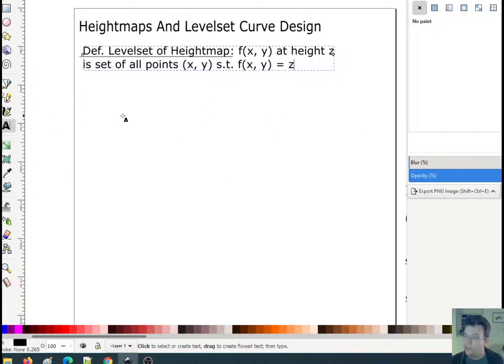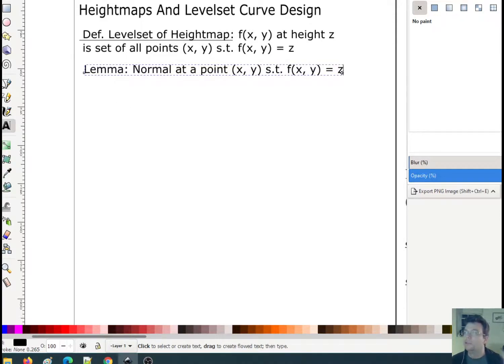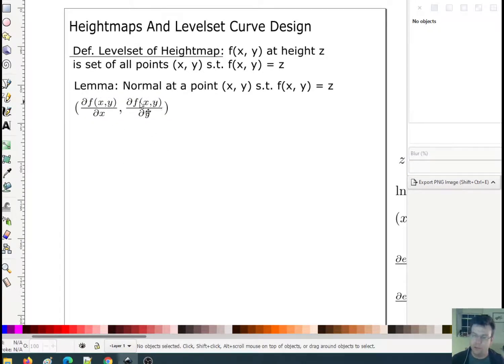Okay, now another thing you can show is something that, for those of you who haven't had Calc 3, the language might be a little strange, but just bear with me. So the normal at a point xy satisfying this relation can be computed as the partial derivative of the function. So the x coordinate of the normal is the partial derivative of this function with respect to x, and the y coordinate is the partial derivative with respect to y. Now before I drive myself crazy trying to explain that, let me just give an example.